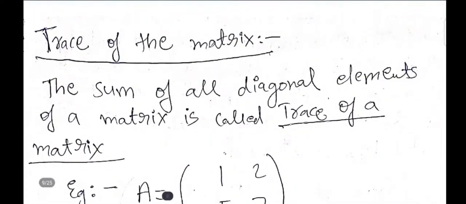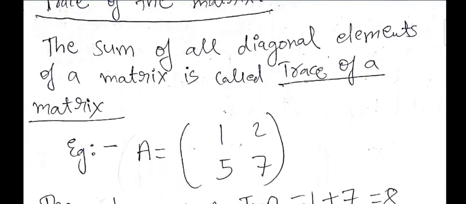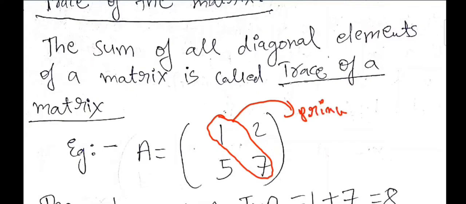Now trace of a matrix, as the name suggests: the sum of all diagonal elements of a matrix is called trace of a matrix. Now what does it mean by diagonal elements? I had already told you in the last class that the elements which are present like this are called diagonal elements. This is basically the principal diagonal.